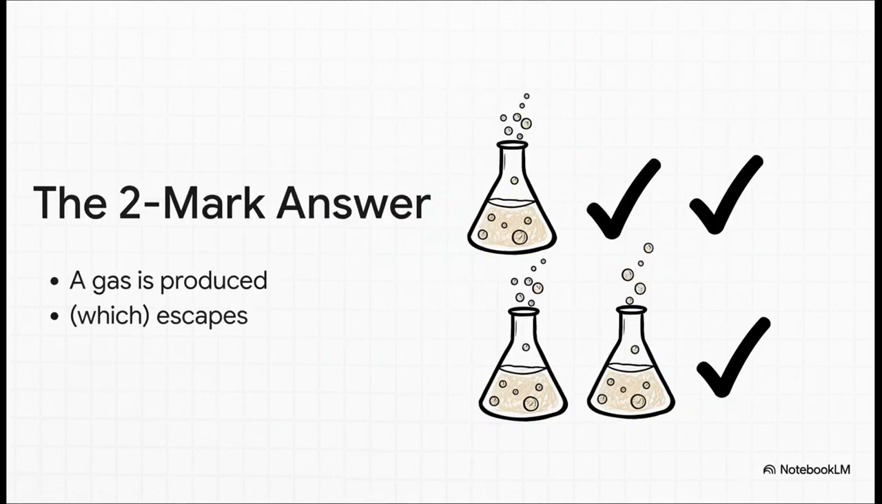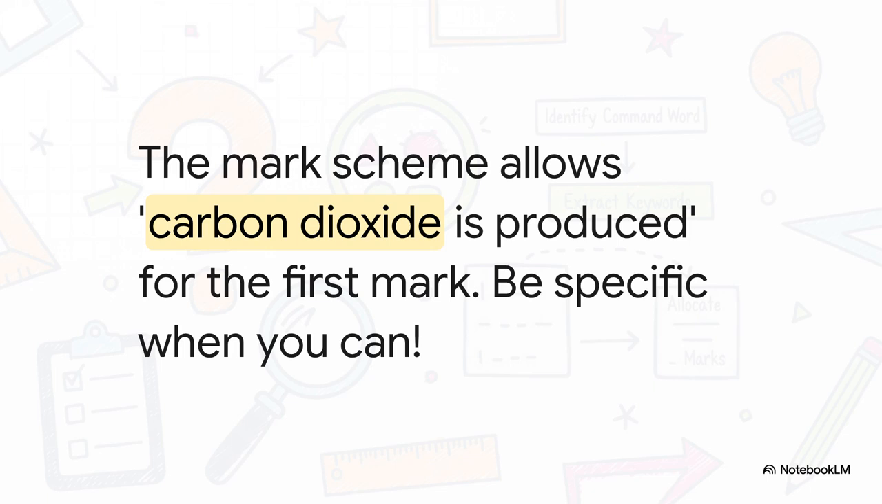And there you go. Look how straightforward that is. The mark scheme is crystal clear. 1 mark for saying a gas is produced, and the second mark for saying that gas escapes. That's it. No long, complicated sentences needed. Just be direct. And here's a little pro tip, straight from the mark scheme. You can also get that first mark by being more specific. If you know that the gas is carbon dioxide, which it is in this reaction, and you write that down, you get the mark. So if you're sure about the chemistry, show it off.